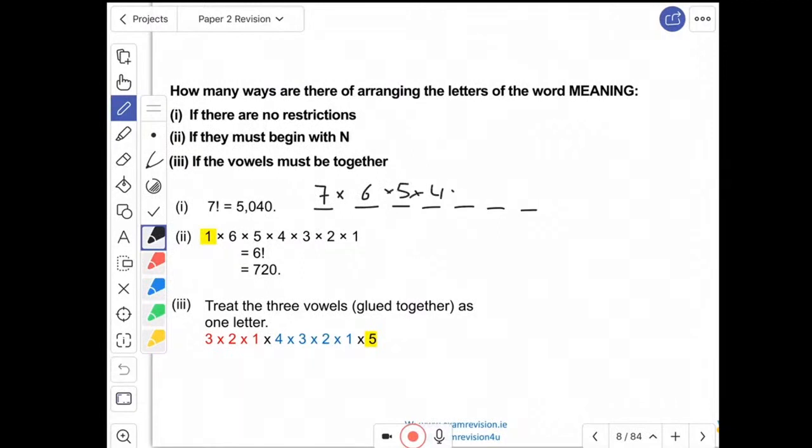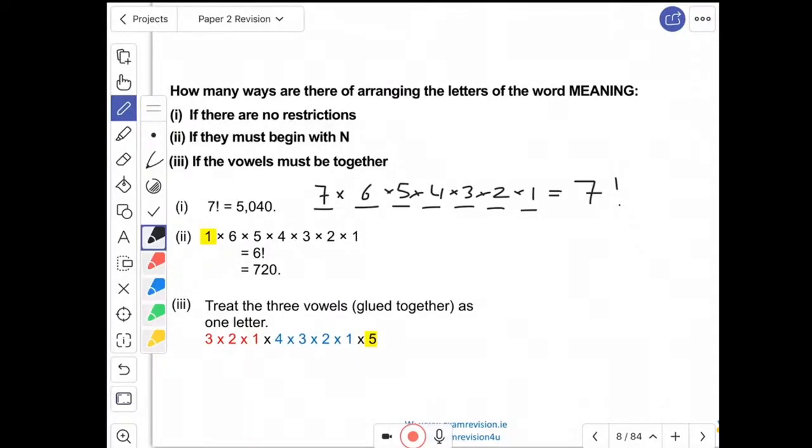And that's the exact same as using 7 factorial. It's just a quicker way of writing that out. But again, you don't need to write it out as 7 factorial. You can simply write it out as 7 by 6 by 5 all the way to 1, and you'll get the same answer. Okay, so that's the answer for the first one.